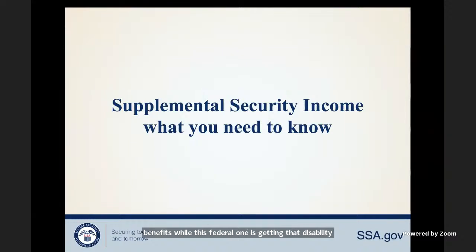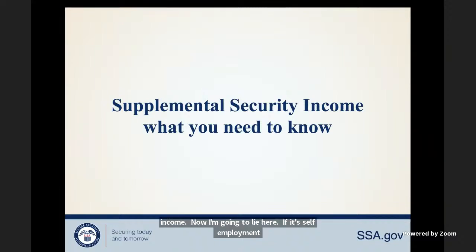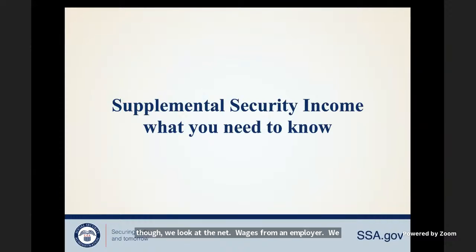Great, thank you. And the last one, when you were referring to that $1,550, is that gross or net? It's gross. Anytime Social Security looks at your work, whether it's retirement or disability, we always look at the gross income. Unless, okay, now I'm going to lie here. If it's self-employment, though, we look at the net. Wages from an employer, we look at the gross. Self-employment, we look at the net income.